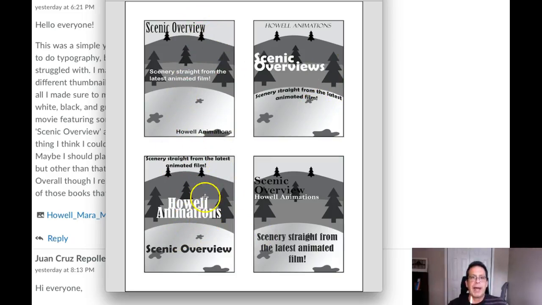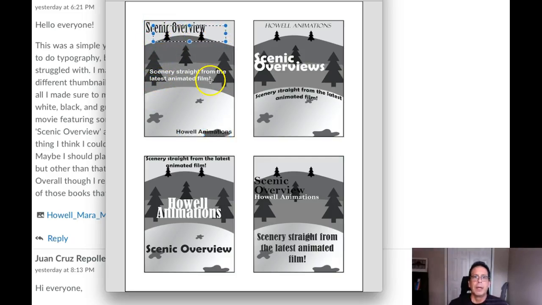Because right over here, the hierarchy is placed on Howl Animations, and then Scenic Overview next, and this is just based sheerly on scale, on size. Okay, so I'm having a hard time trying to decipher which way. I think this is your best composition here, but I'm going to recommend a couple of things. Scenic Overview, I would move right over here and get that in alignment with this left alignment. Scenery straight from the latest animated film, right? This Howl Animations is placed very nicely. That's the thing that was really throwing me, that alignment right there. That scenic, get that in alignment right here.